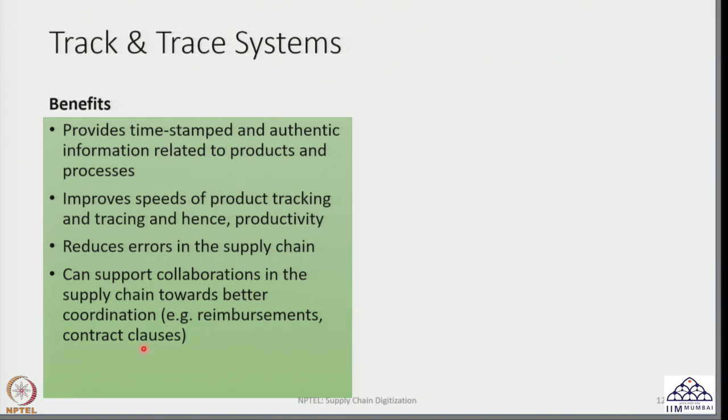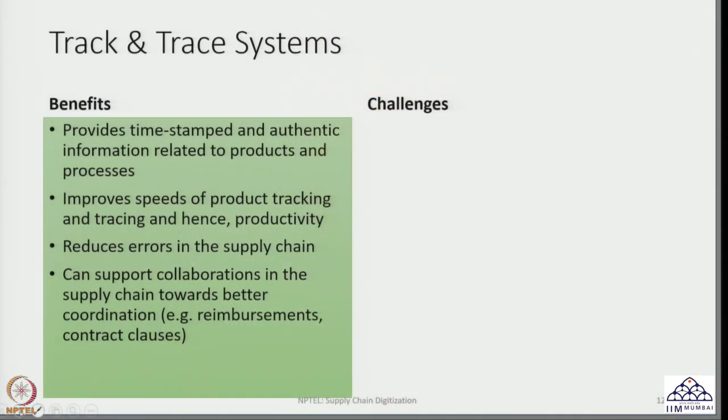It can also be used for defining and refining contract clauses, because now you have timestamp data which gives you information of productivity. So it can be very quickly related to the contract clauses when, let us say, you're dealing with a third party logistics player who has to manage the inventory for you, and you can tell them that you have to have track and trace systems which give me a productivity status of the product as it moves through, and you can set targets in your contract clauses with the third party vendor over here.